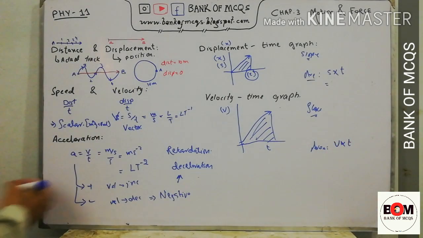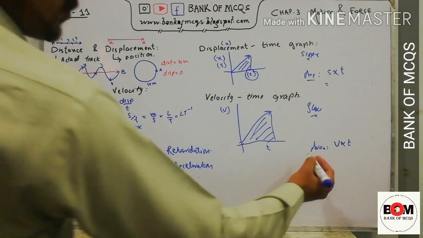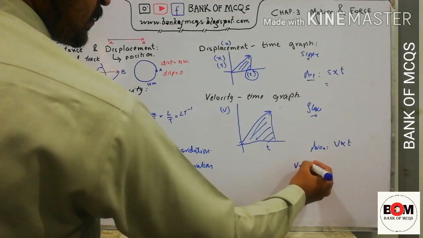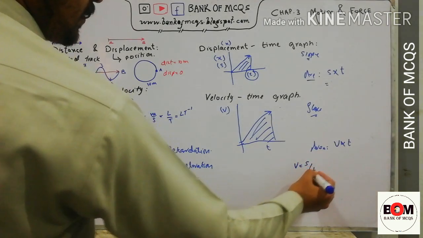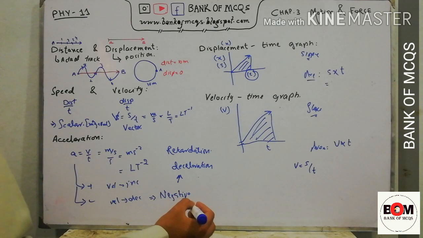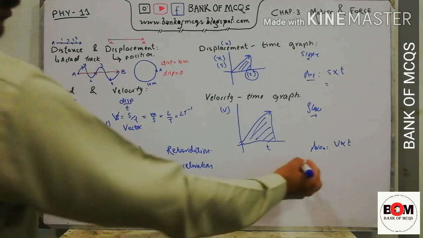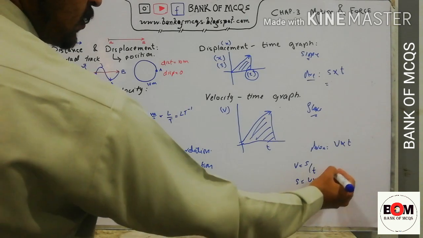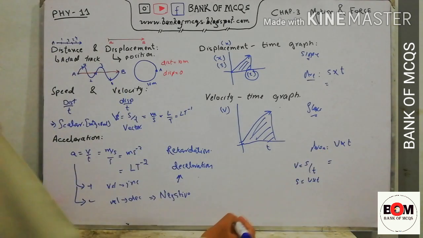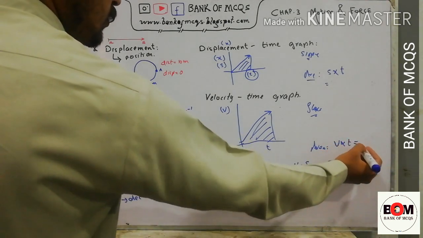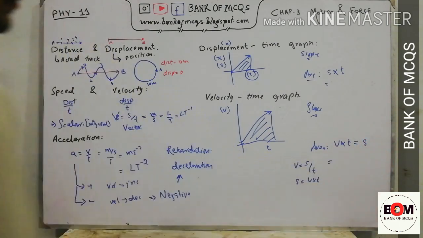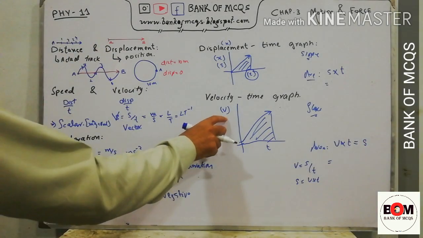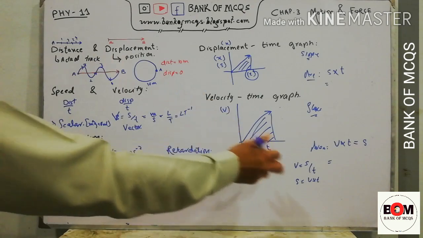As we know that v is equal to s divided by t, we can write that s is equal to v multiplied by t. So the area under the velocity time graph gives us the distance covered.